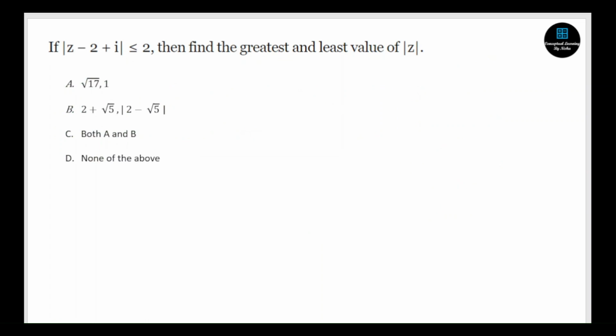All right, I am given this. Now we want to find the greatest and the least value. Again what we are given, so I'll just write this: z minus 2 plus iota, right?